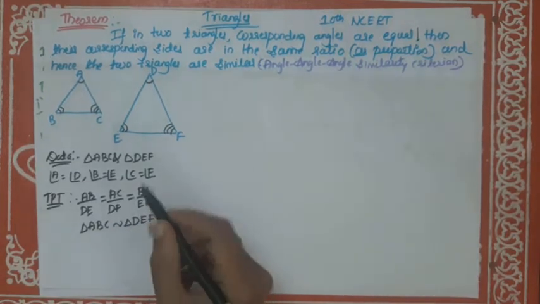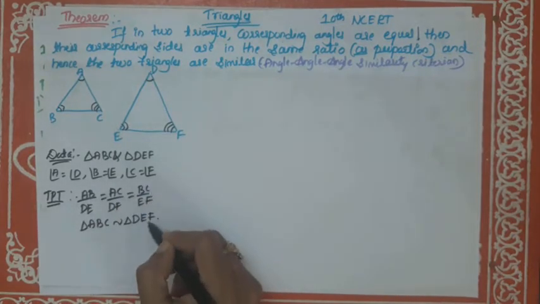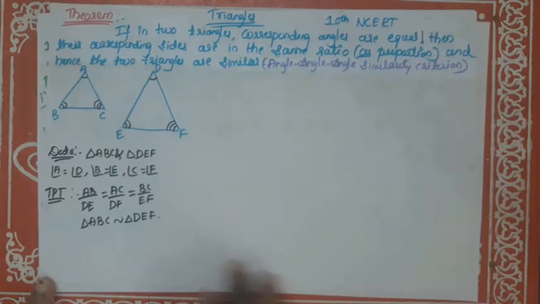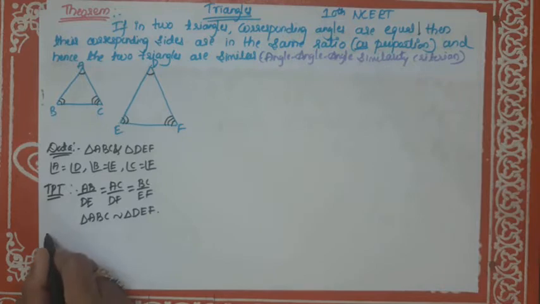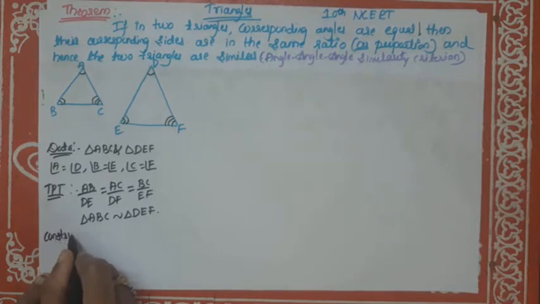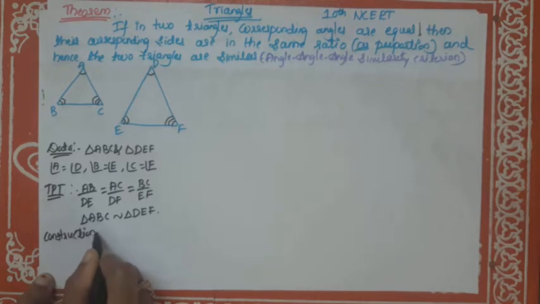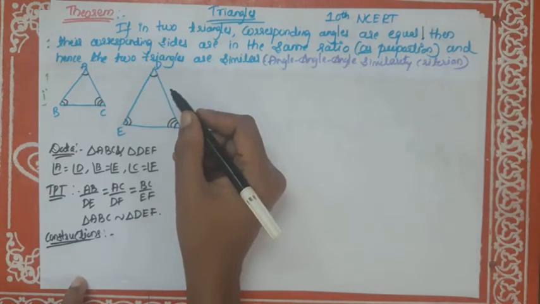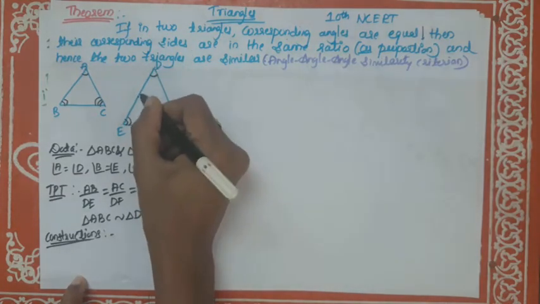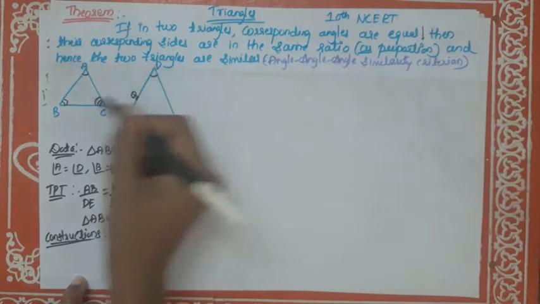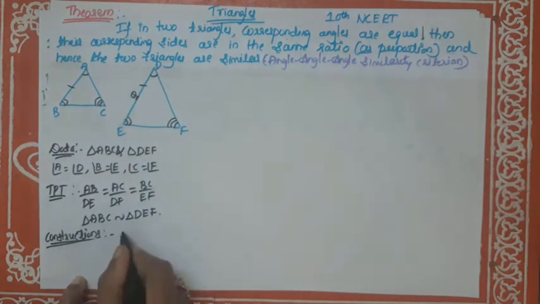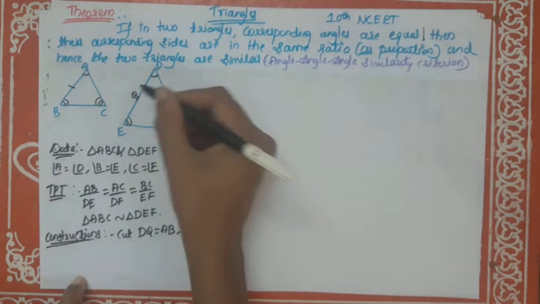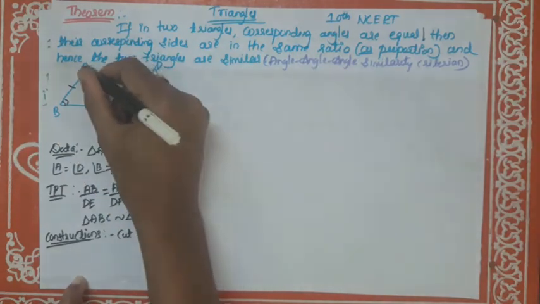If the corresponding sides are in the same ratio, then automatically the triangles are similar. So here, we will make some constructions. Here I draw, and cut DQ equal to AB.